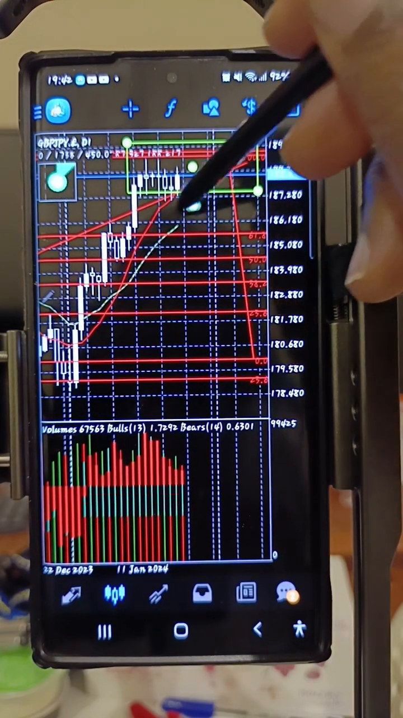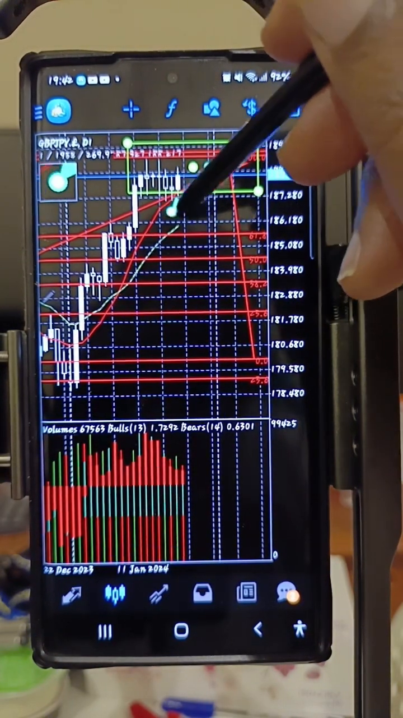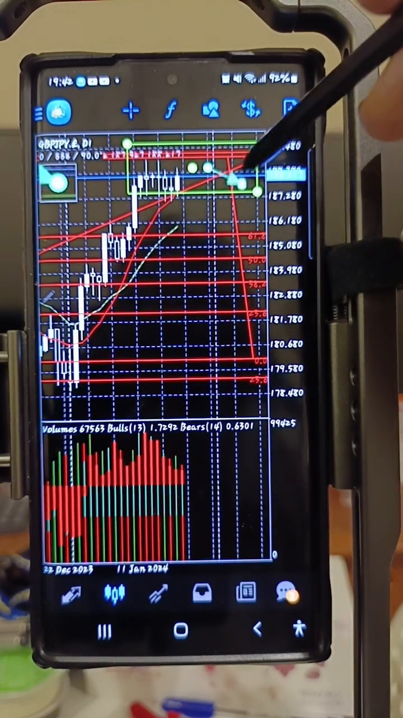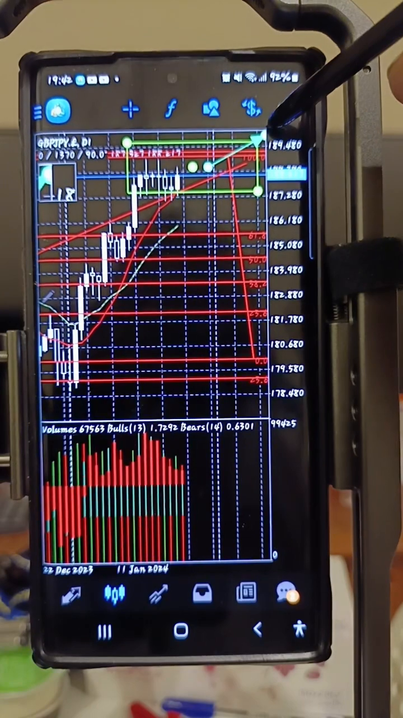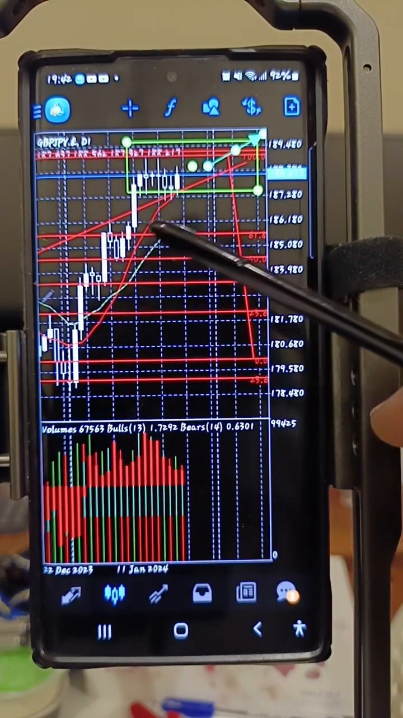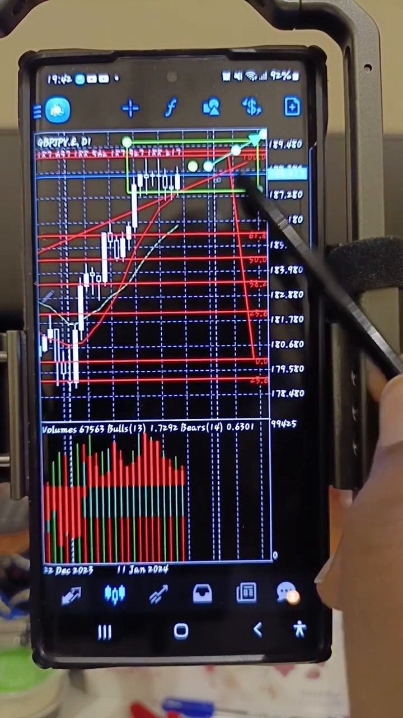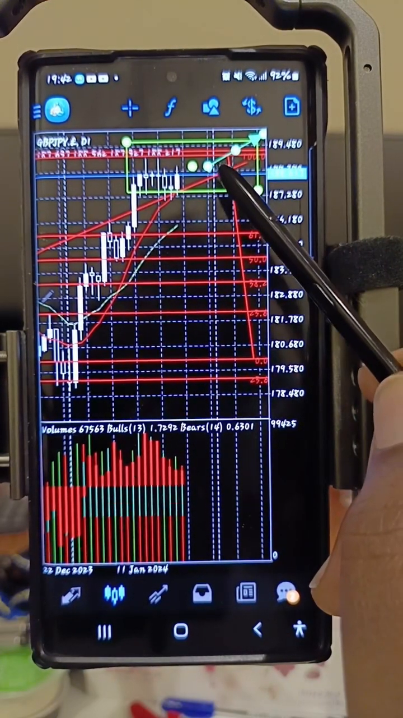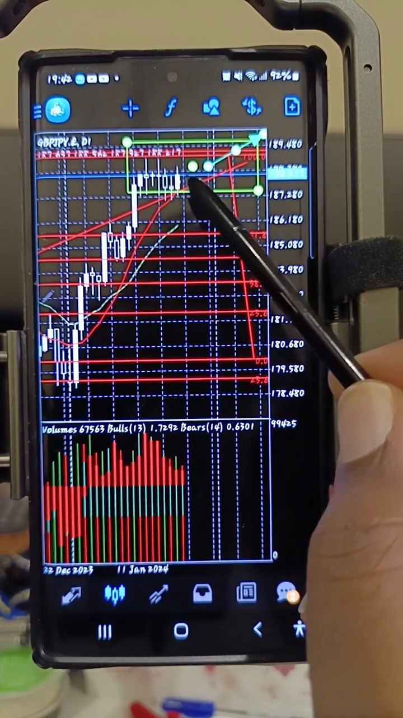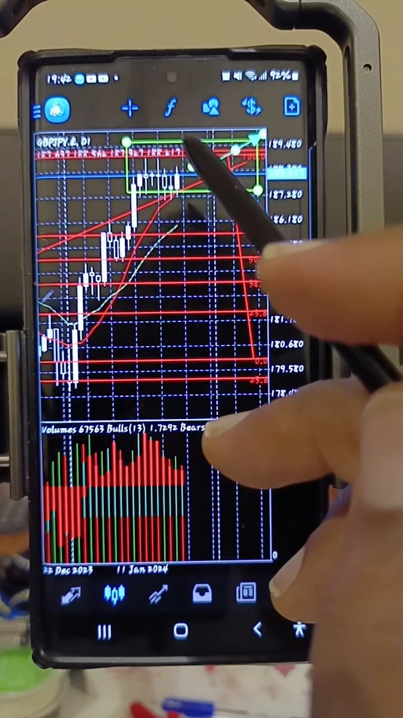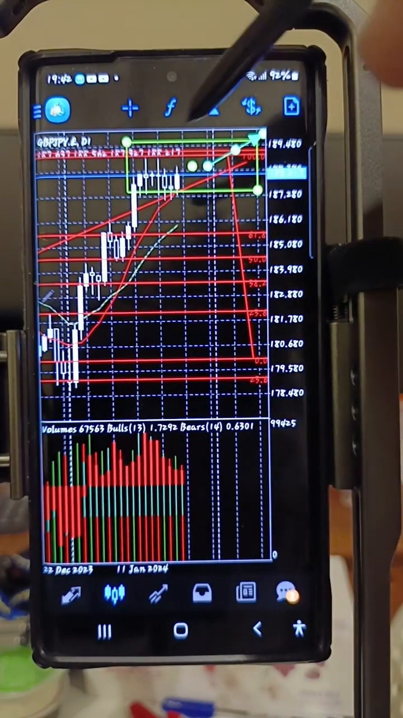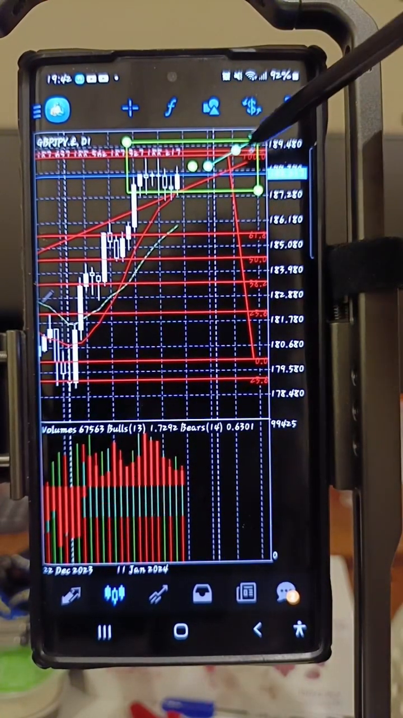Right, it comes down, hits the 20 MA and then goes off here. As it comes down here, I'm looking to see what will happen in the Asian market. So what will happen here in the Asian market? Okay, so it's very important.